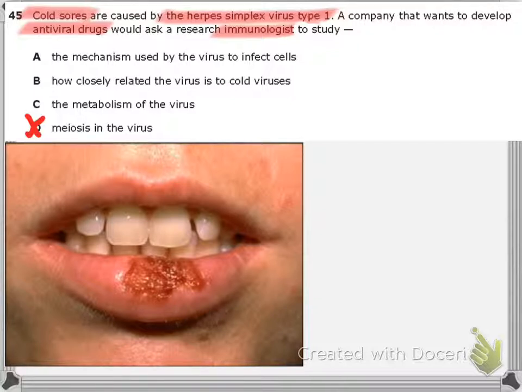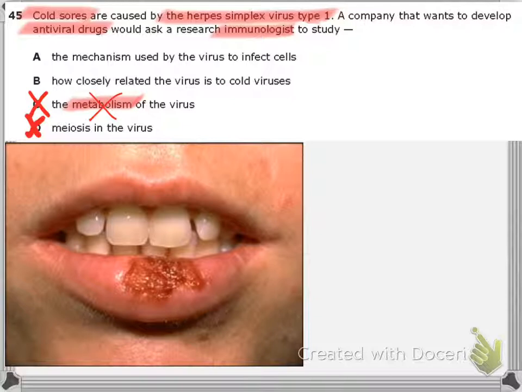They're going to ask a research immunologist to study what? Let's look at C, the metabolism of a virus. Well, here's the deal on this one. Viruses don't really do metabolism. They have the cell do it for them. They land on the cell, kind of like a mosquito, inject their DNA, sometimes RNA, and get that cell to make copies of them for themselves, right? So they don't even do any work.